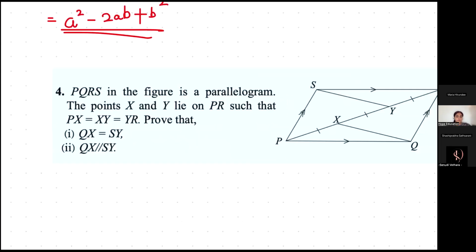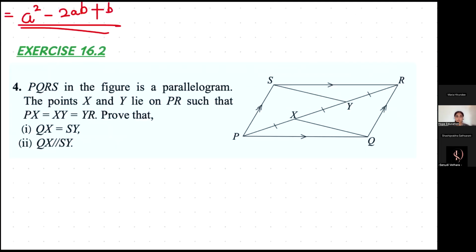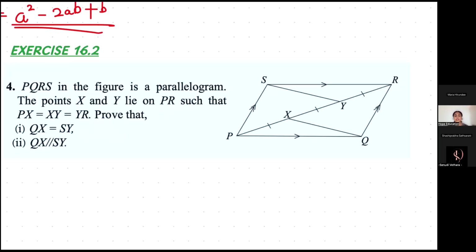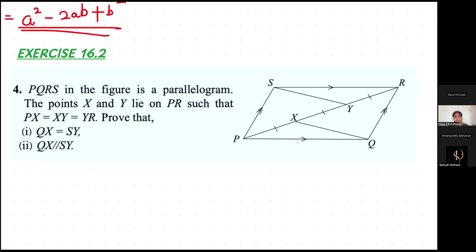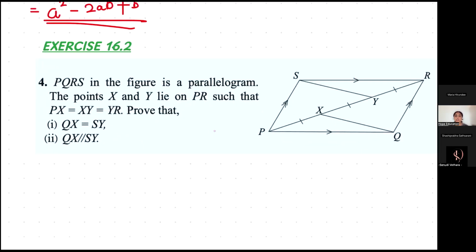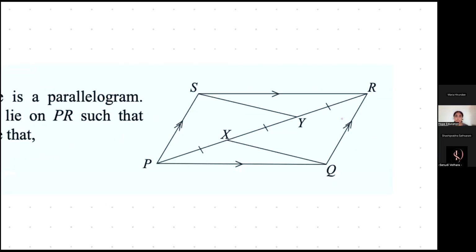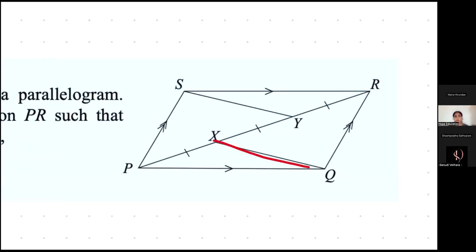This is my exercise 16.2. PQRS, okay, so this is geometry. PQRS in the figure is a parallelogram. Opposite sides are parallel. The points X and Y lie on PR such that PX equals XY equals YR. Prove that QX equals SY.